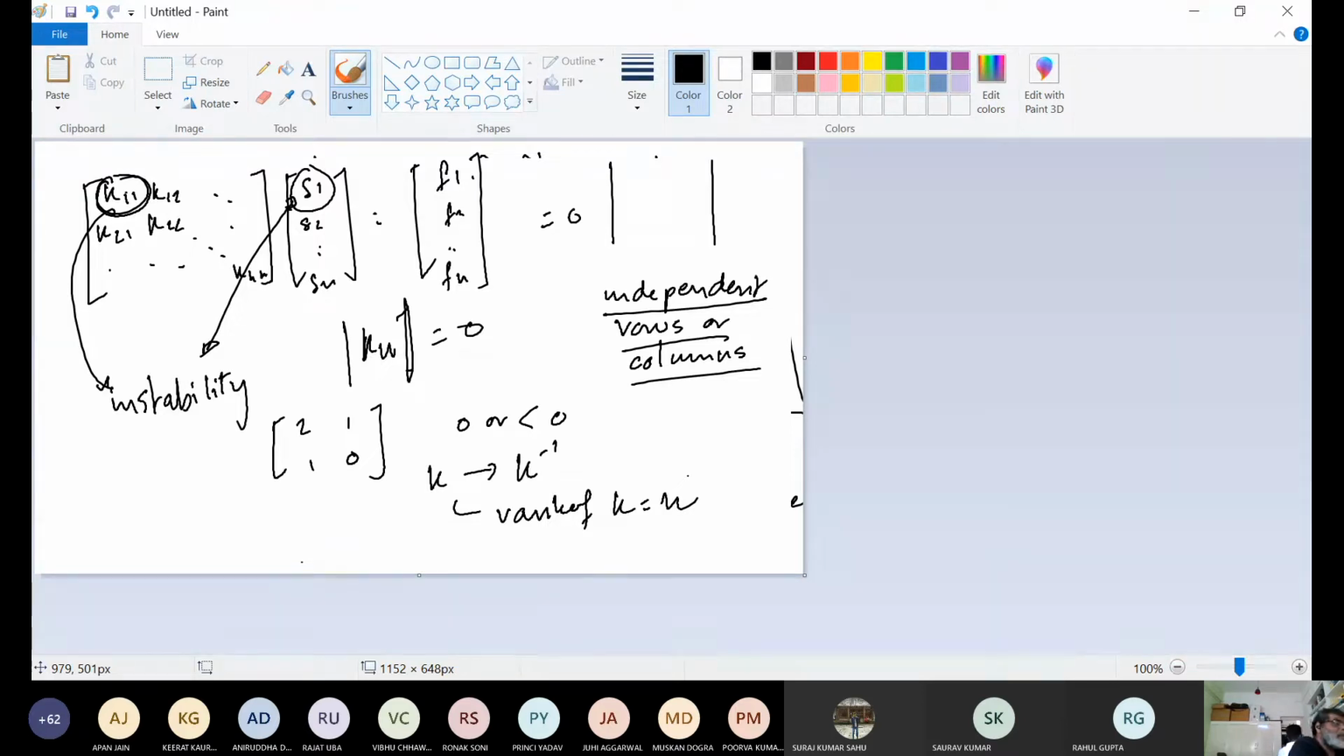Now, if the rank of K becomes, instead of N, N minus 1, it becomes a non-invertible matrix. And what do you mean by non-invertible matrix? You mean that the determinant of the matrix is 0. Because what is the inverse of a matrix? The inverse of the matrix is something which is divided by the determinant of the matrix. If the determinant of the matrix is 0, it means that it is a non-invertible matrix.